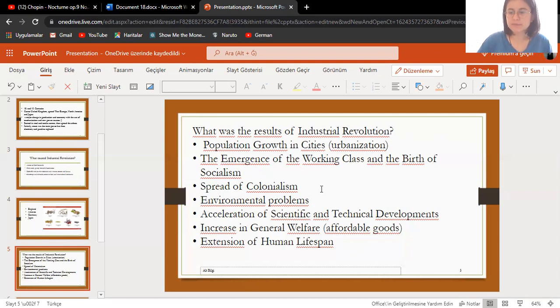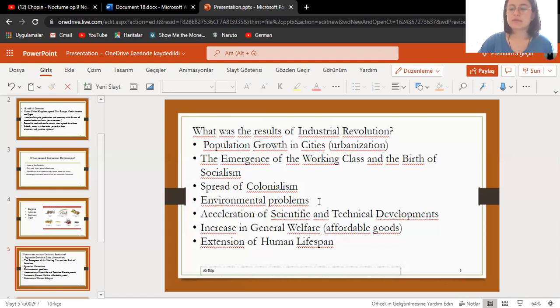Spread of colonialism. Yes, with the beginning of the Industrial Revolution, those big countries needed more raw materials, and it led to the spread of colonialism. They needed more raw materials. So those big countries sailed to other countries to take their sources and take their power and also sell them something.